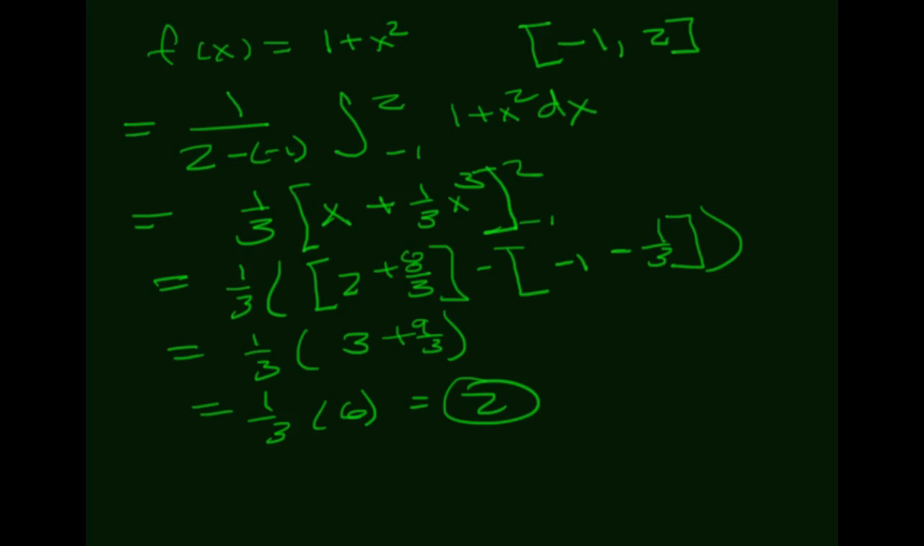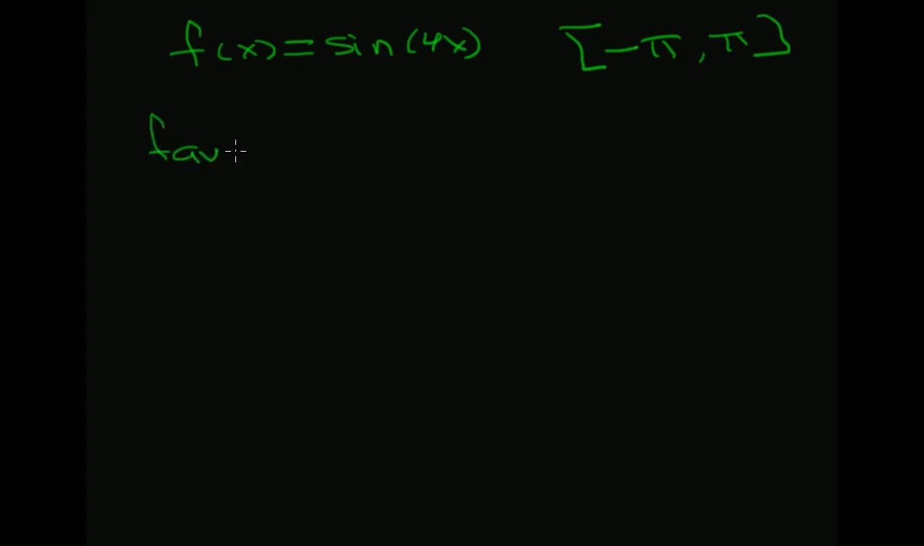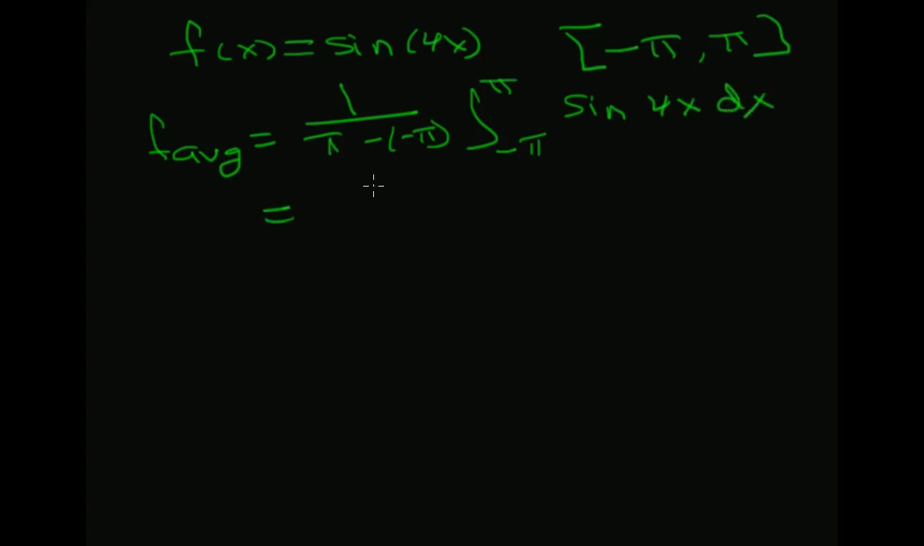Let's look at one more that involves a trig function. This time we're going to say f of x is equal to the sine of 4x, on the interval from -pi to pi. So the average value here should be 1 over pi minus negative pi times the integral from negative pi to pi of sine of 4x dx. So this is 1 over 2 pi.